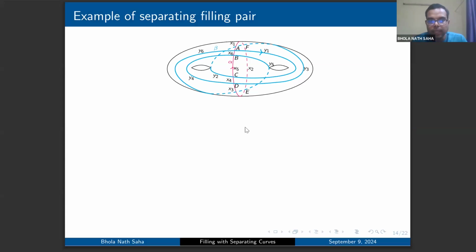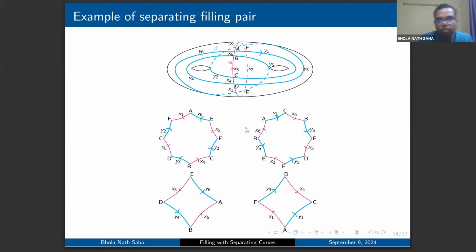Now here is an example of a separating filling pair. So consider the curves alpha and beta. Here, if we cut the surface along these two curves, we get four polygons: two octagons and two quadrilaterals. So that's why this alpha and beta is, first of all, a filling pair, and since alpha is separating, this is a separating filling pair.